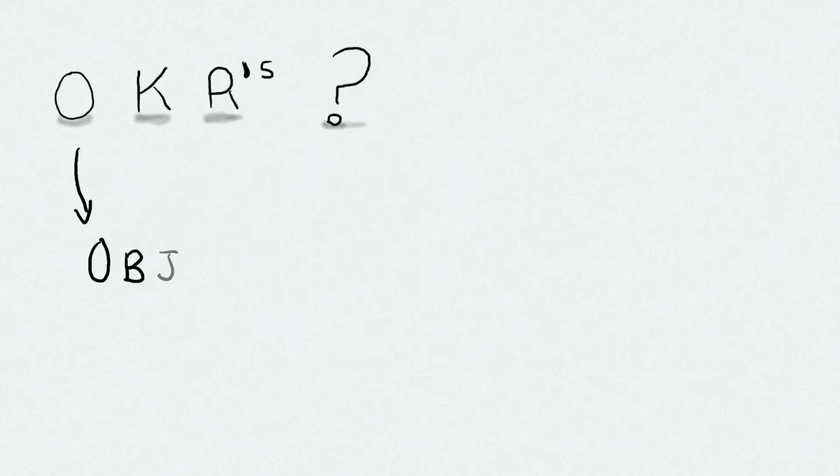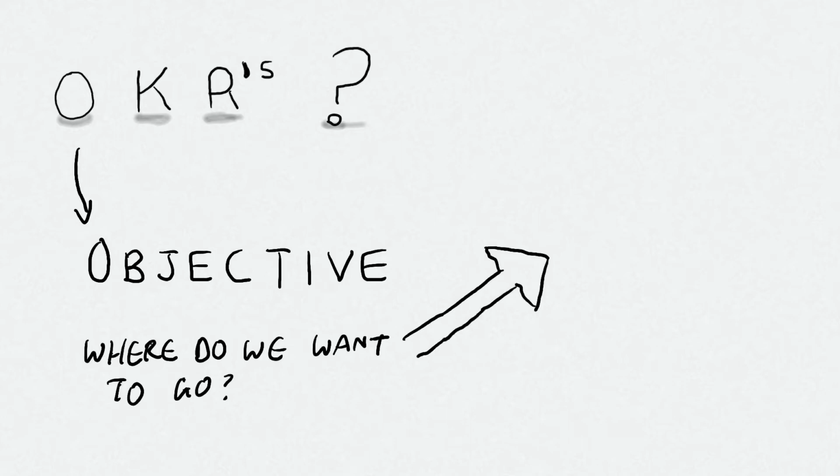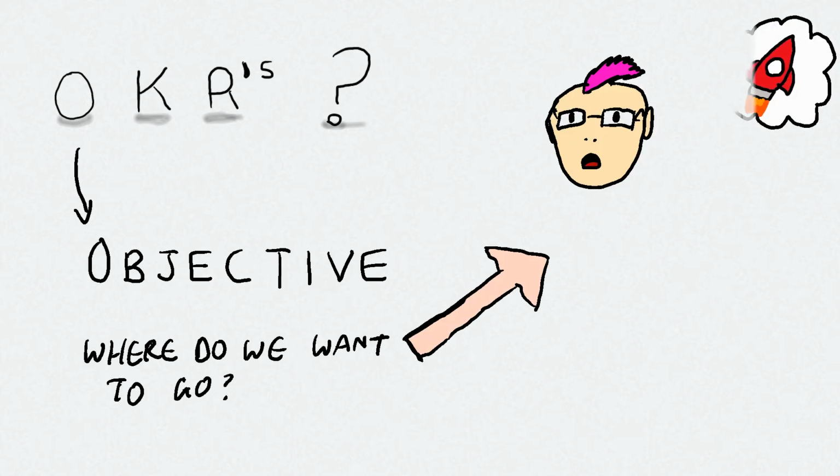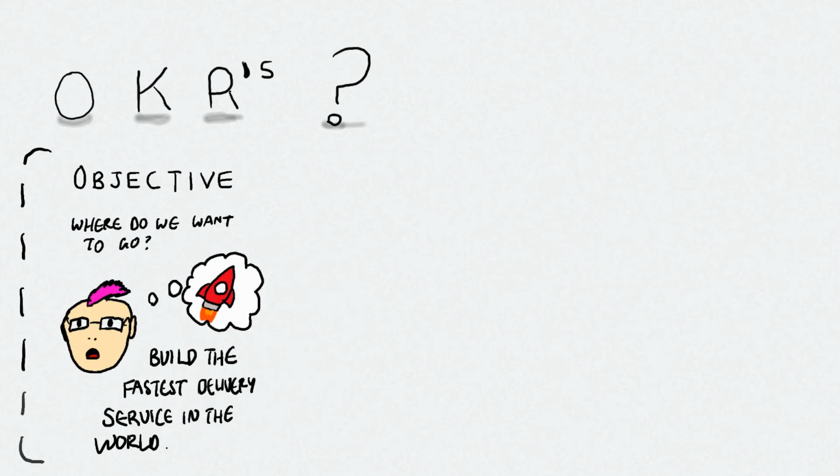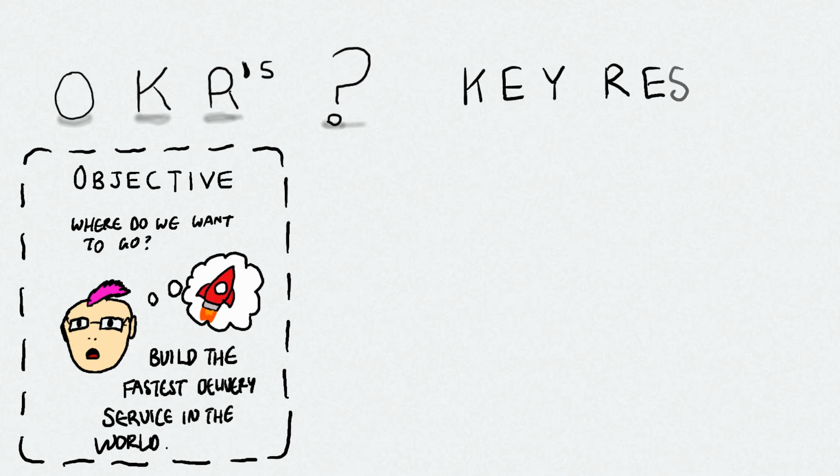The first letter in OKRs is O. This stands for objective. That asks the question, where do you want to go? One example of this for a delivery service might be build the fastest delivery service in the world. Very aspirational. The next part of OKRs is the KR, which is the key result.